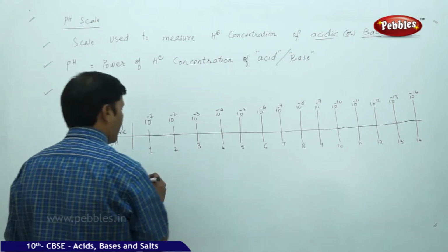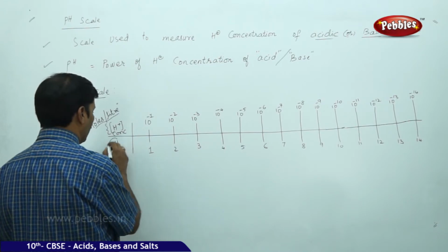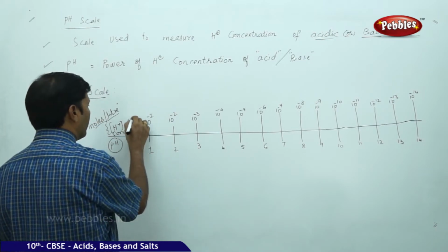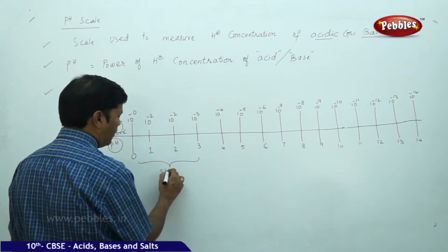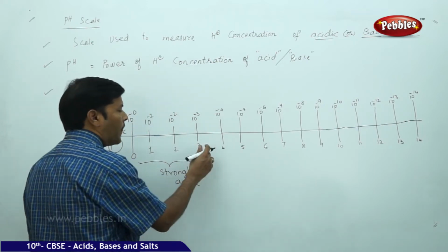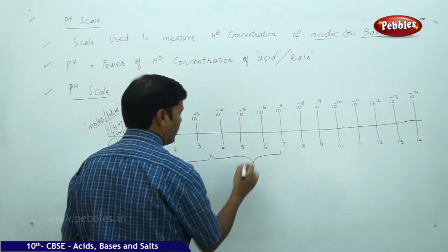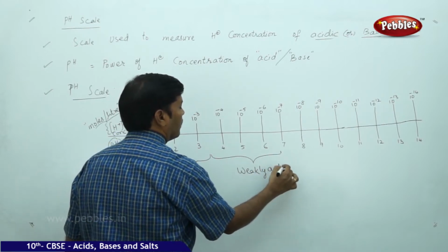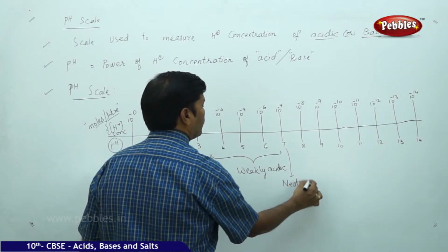So what you are noticing here is that from pH equal to 1, you can take this as 0 if you want, 10 to the power of minus 0 also. So from 0 to around 3.5, the solution is strongly acidic. From 3.5 to 6.9, this is weakly acidic. If it is 7, then you can take this as neutral. The solution is a neutral solution.